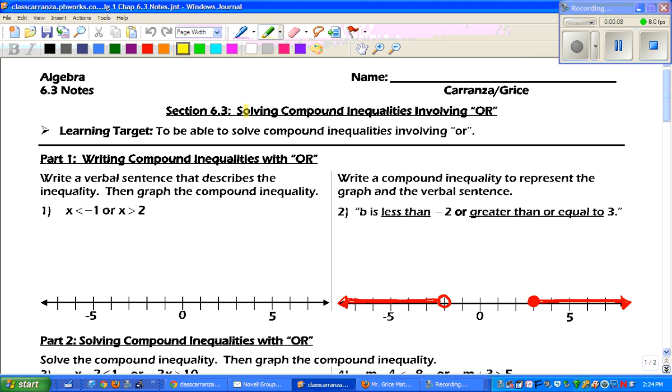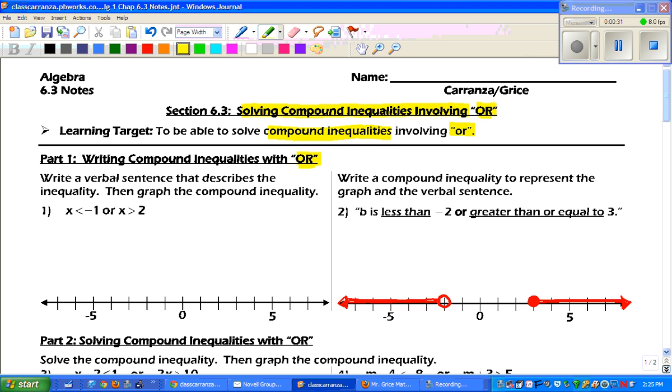Today we are talking about solving compound inequalities involving OR. Our learning target is to be able to solve compound inequalities involving the word OR. So, writing compound inequalities with OR. Write a verbal sentence that describes the inequality. Then graph the compound inequality.